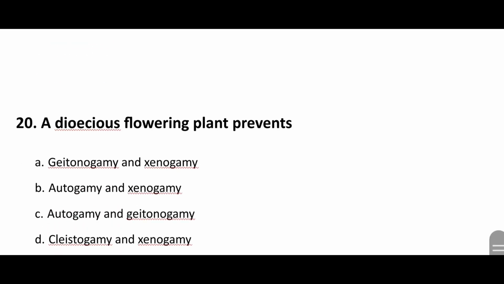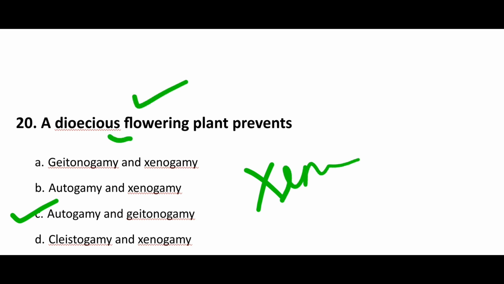Then the last question, a dioecious flowering plant prevents. Dioecious means the male plants and female plants are separately present, or the male and female reproductive parts are present in distinct plants. So in that case both autogamy and geitonogamy will be prevented. They can only perform the process of xenogamy. So here the dioecious flowering plant prevents both autogamy as well as geitonogamy.